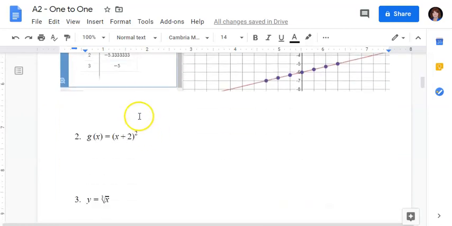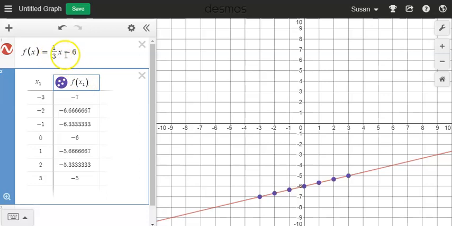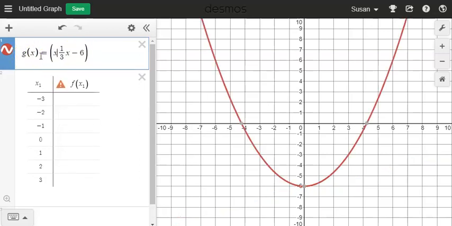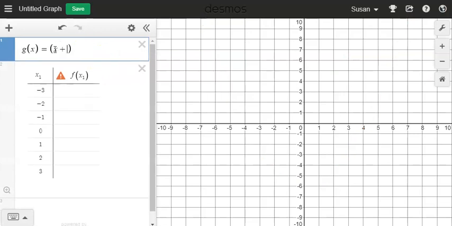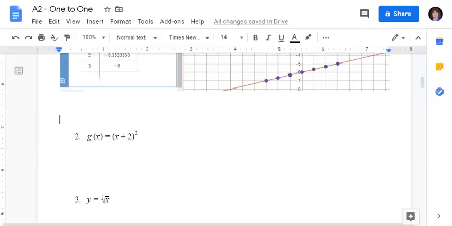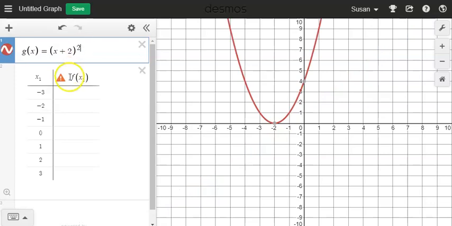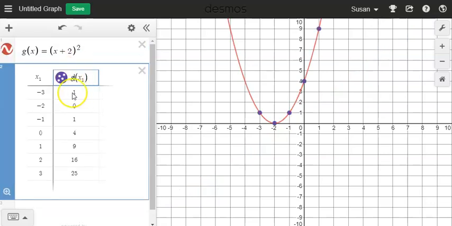All right, let's take a look at question number 2. This time we're looking at a quadratic function, g of x equals (x plus 2) squared. So I'm going to go back to my Desmos calculator. I think I'll leave the table. I'm going to change this to g of x. And then I'm going to put x plus 2, squared. Now down in my table I still have that f, so I'm going to change that to a g so that it knows to use the function g.